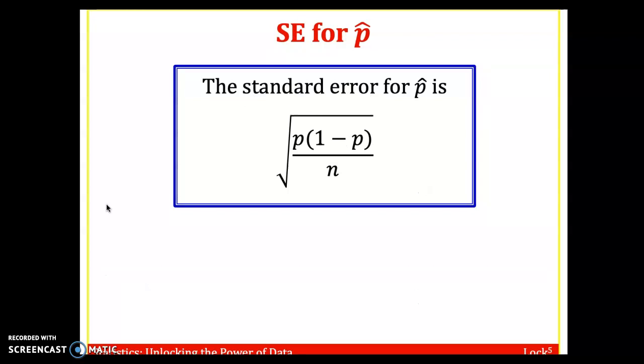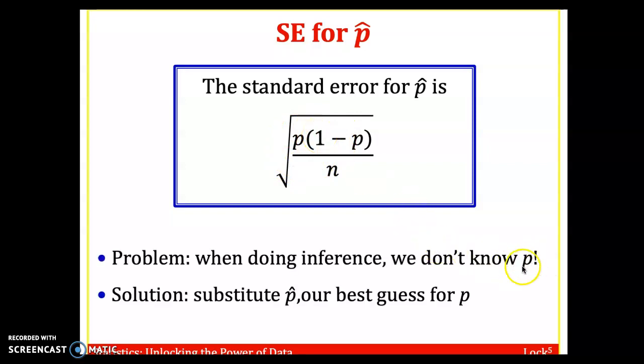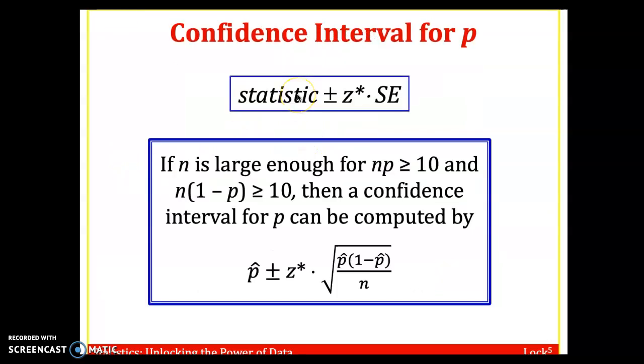Okay, that's good, but with the standard error formula, you might have realized we have a problem. We're trying to estimate p, and we're going to use the standard error, but oftentimes we don't know what p is. If we don't know what p is, one solution is to substitute p hat, our best estimate, into this formula. We're going to use that when we construct confidence intervals.